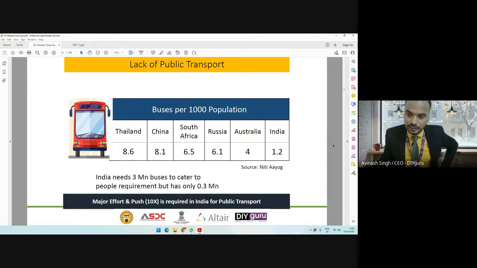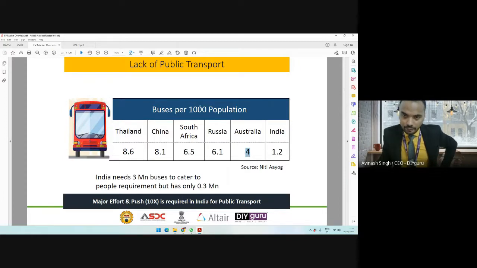You can see here, there are just 1.2 buses per 1,000 population in India, while in Thailand it is 8.6, in China it is 8.1, in South Africa it is 6.5, in Russia it is 6.1, in Australia it is 4, right?